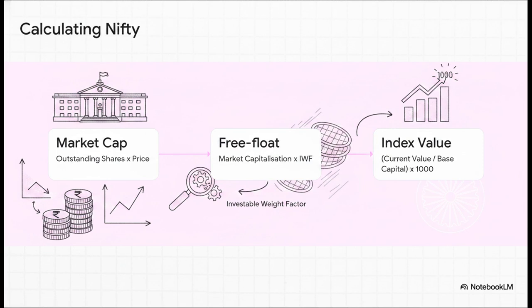The actual calculation is incredibly simple once you get the hang of the IWF. It's basically just a clean 3-step recipe. Step 1. You take the outstanding shares and multiply them by the current price. That gives you the total market cap. Step 2. You apply our specific metric. You multiply the investable weight factor by that market cap. This trims the fat and gives you the free float market cap, the real, tangible public value. And finally, step 3, you just divide that by the base index value to get the exact benchmark number you see flashing on your TV screen. It's a beautifully logical system for tracking value.